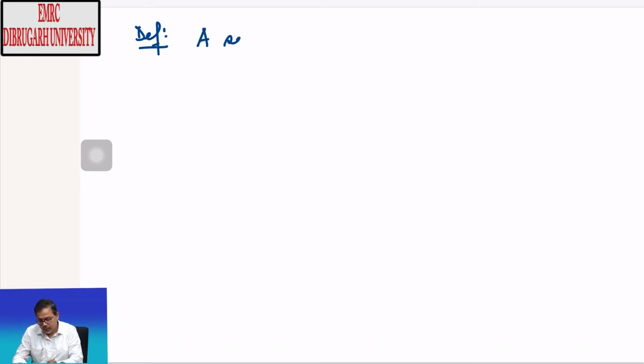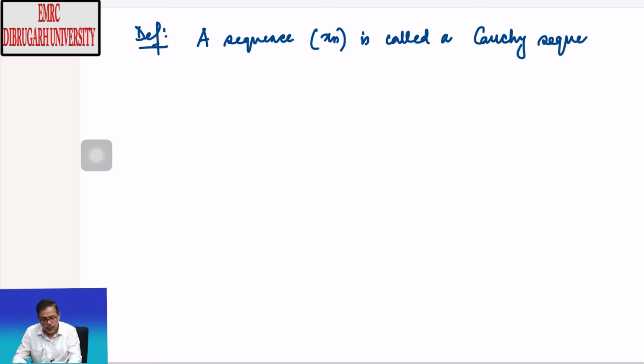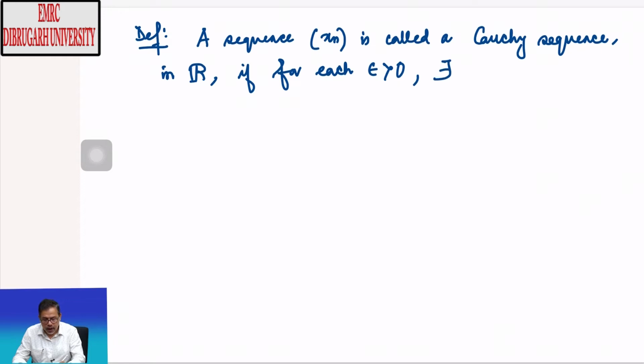A sequence x n is called a Cauchy sequence in R if for each epsilon greater than 0 there exists a capital N greater than 0 such that the modulus of x n minus x m is less than or equal to epsilon for all m and n greater than or equal to N.